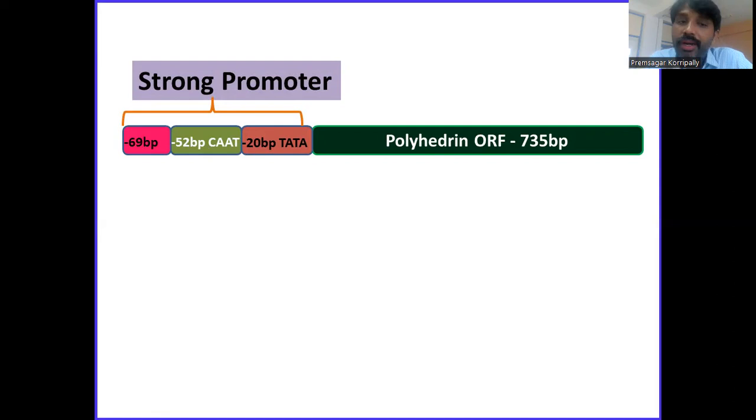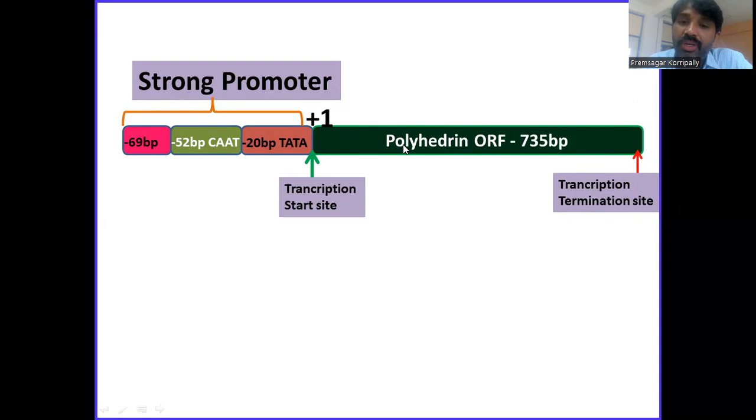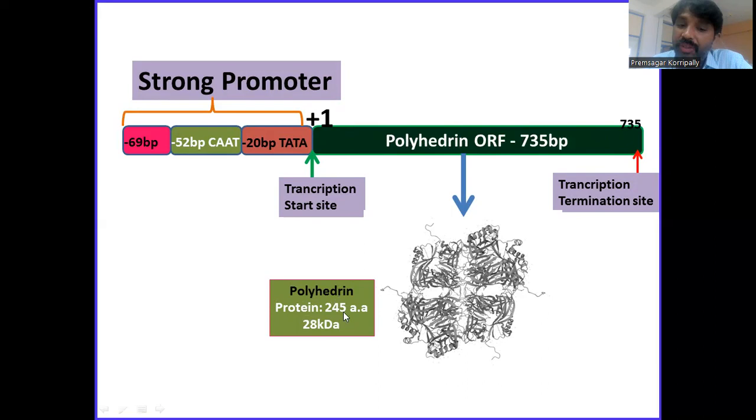So the polyhedrin promoter transcribes the polyhedrin gene with the help of RNA polymerases and produces the mRNA, and that mRNA is converted to the protein, that's a polyhedrin protein. So here, this is a transcription start site, and this is a transcription termination site. Upon transcription of the polyhedrin gene, it produces the mRNA, and that mRNA is converted to protein. The protein is a polyhedrin protein having 245 amino acids and around 28 kDa.